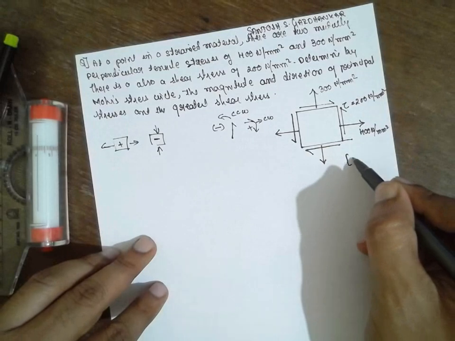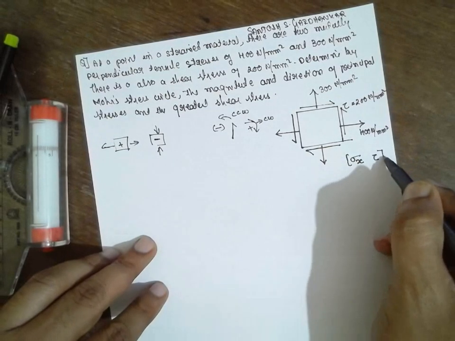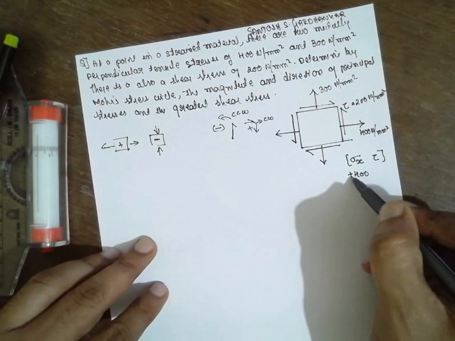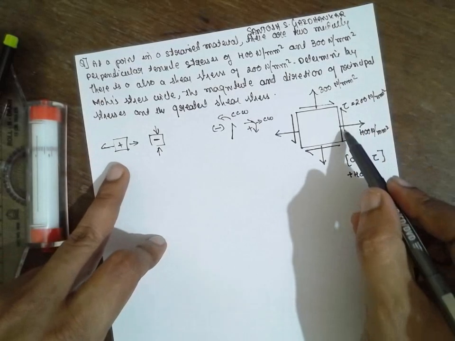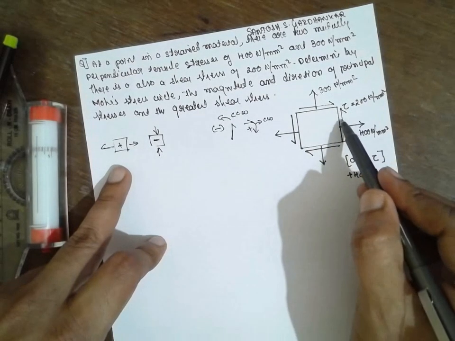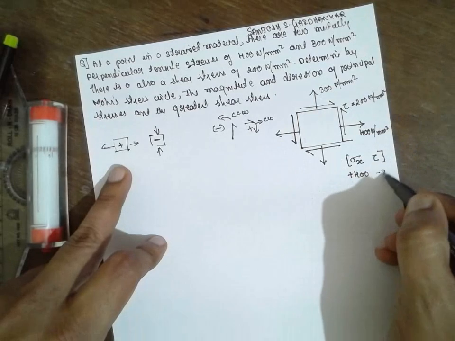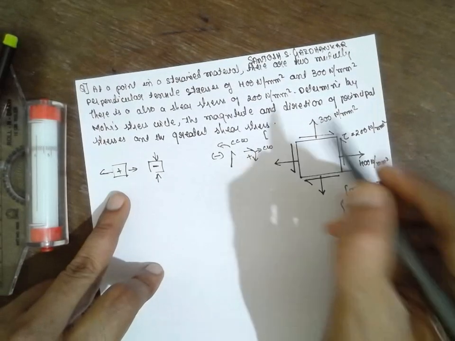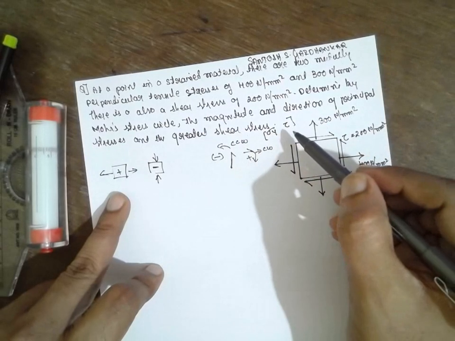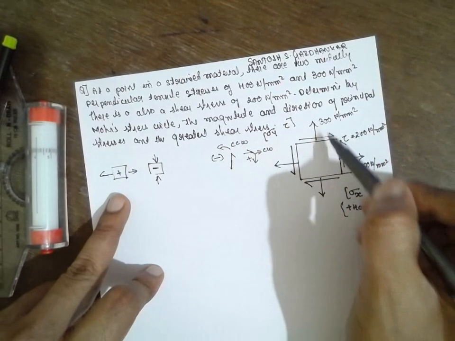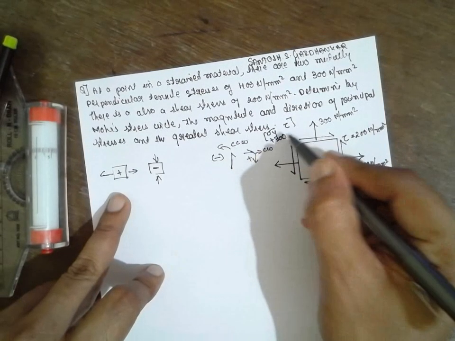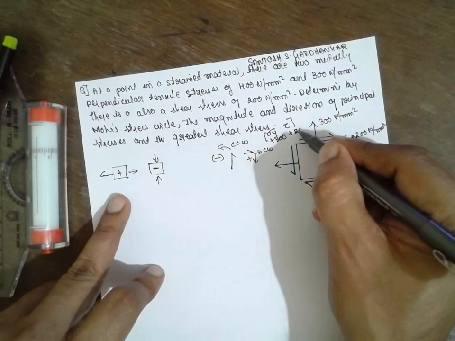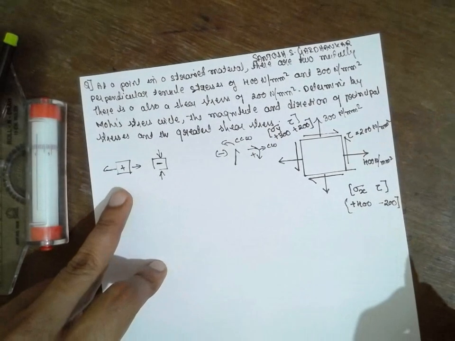Here I will first write sigma x and tau. What is sigma x? Sigma x is 400, and it is a positive tensile. Now the shear, which direction is it rotating? It is rotating anticlockwise, therefore it is minus 200. This completes the first part. Next, again sigma y and tau. What is sigma y? This is tensile, positive 300. What is tau? It is rotating in the clockwise direction, therefore it is plus 200. This completes your first portion.